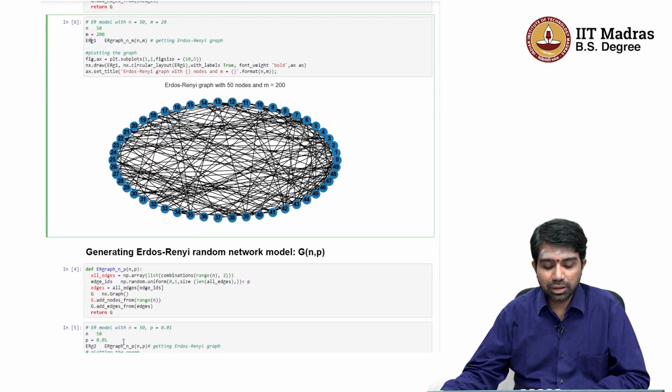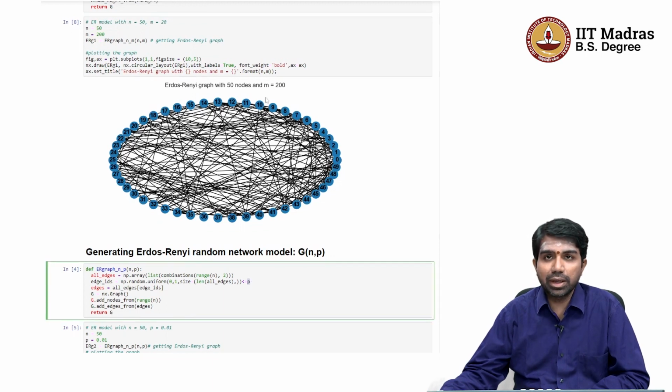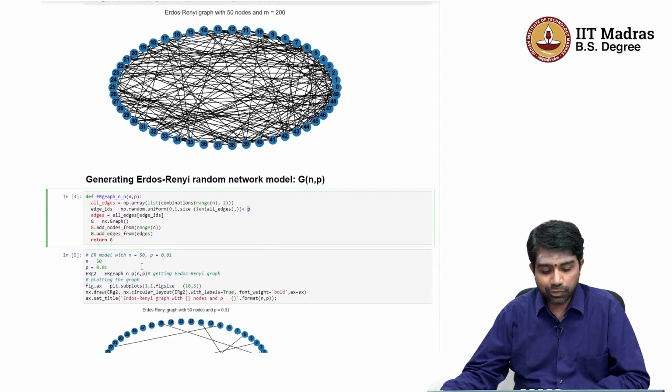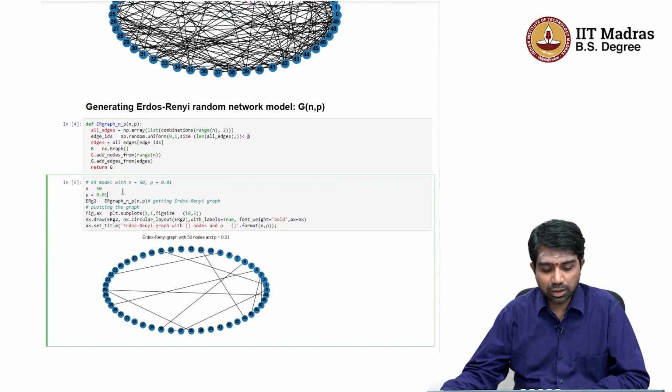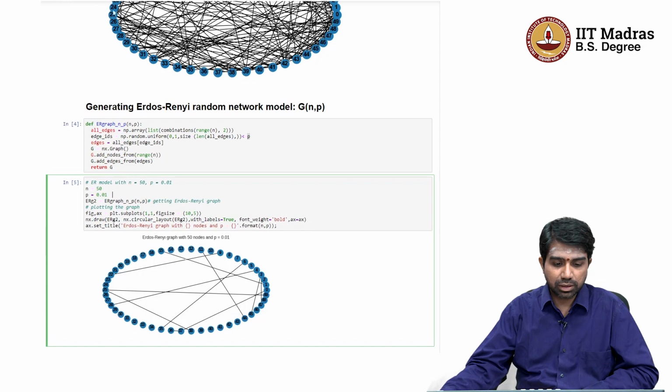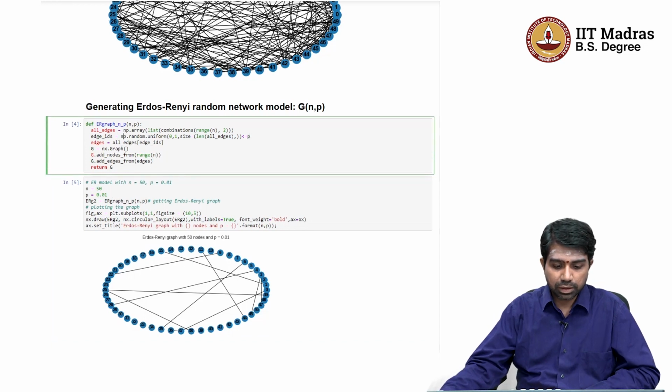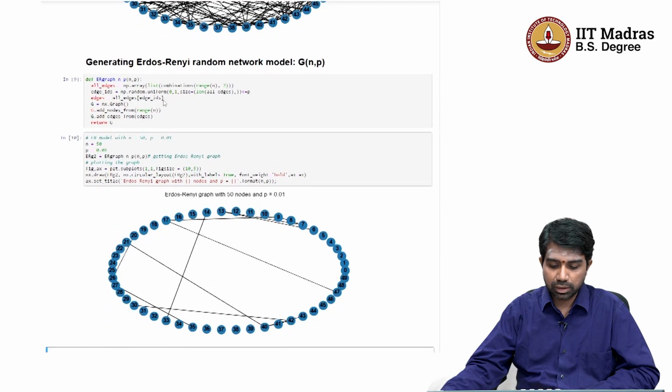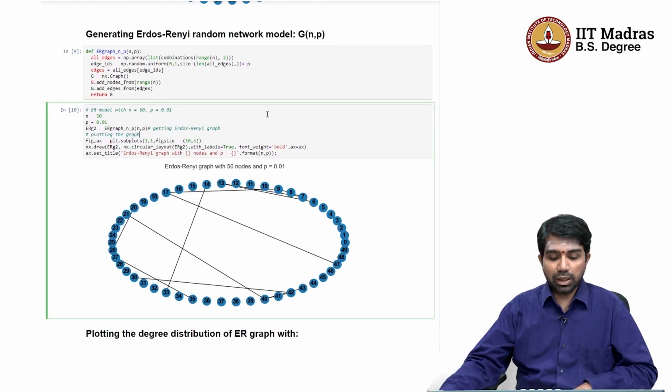So you're going to expect something like m by n choose 2 as the fraction of edges. So you basically pick p as m by n choose 2, so p into n choose 2 is going to be the approximate number of edges. So let us just pick this and do it with 50 and 0.01. Let me run this function in the first place and then run this. Yeah, I get this.